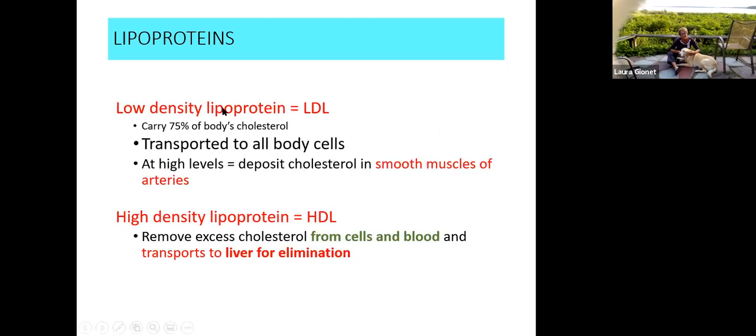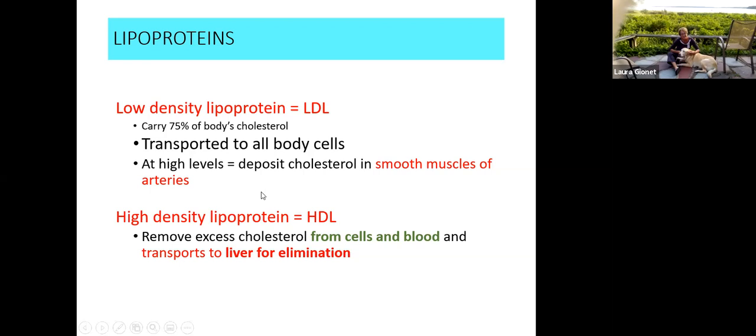All right, then we have low density lipoproteins, or LDLs, and LDLs and HDLs are what you look at a lot to identify or to evaluate the general health of an individual, their fat ratios, how many healthy fats versus unhealthy fats that they have. And this is why. Okay, so the LDLs carry about 75% of the body's cholesterol, all right, transported to all body cells. And at high levels, right, they can deposit cholesterol into smooth muscles of arteries.